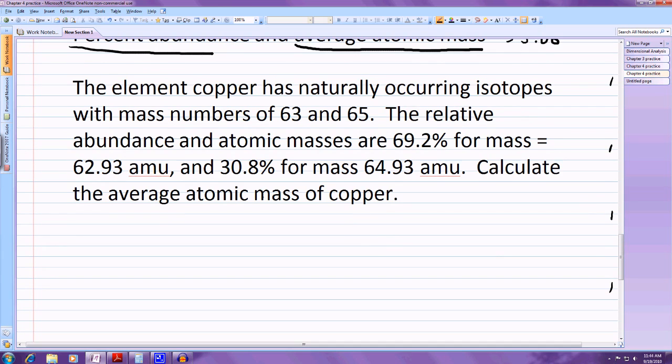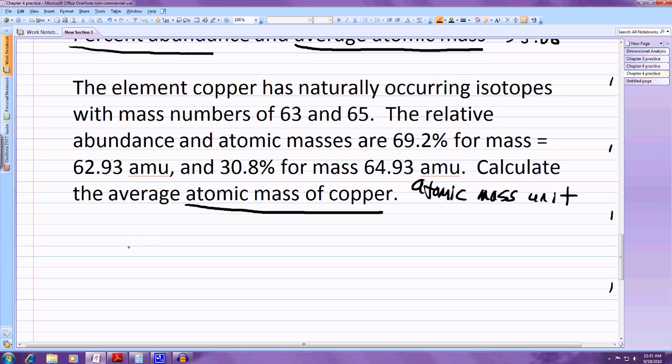We are given the percent abundance here, and we're going to find the average atomic mass. The element copper has naturally occurring isotopes with mass numbers of 63 and 65. The relative abundance and atomic masses are 69.2% for mass 62.93 AMU, and 30.8% for mass 64.93 AMU. Remember, AMU means atomic mass unit, and 1 AMU is equal to 1/12 of a carbon atom.